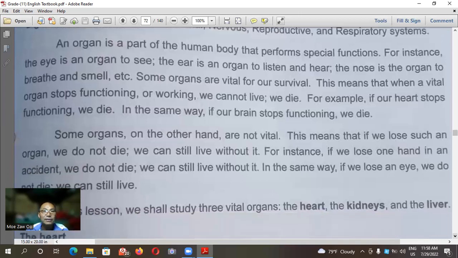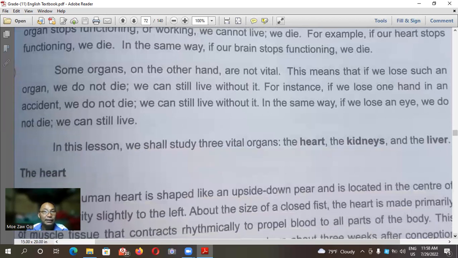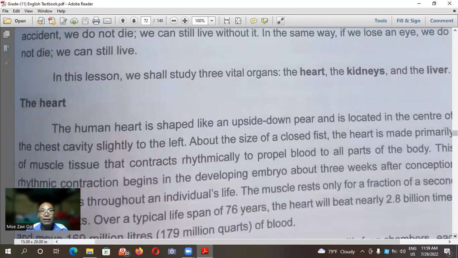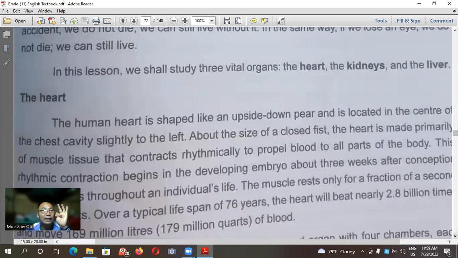Next paragraph. Some organs, on the other hand, are not vital. This means that if we lose such an organ, we do not die. We can still live without it. For instance, if we lose one hand in an accident, we do not die. In the same way, if we lose an eye, we do not die. We can still live. In this lesson, we should study three vital organs: the heart, the kidneys, and the liver.